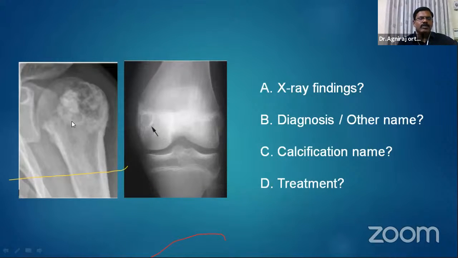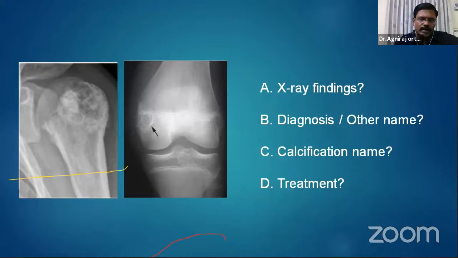So skeletally immature, epiphysis, proximal humerus, borders you can say relatively well defined. It is not ill defined, relatively well defined. Next point is periosteal reaction nil. It is a geographic type of lytic lesion with flocculent, so it is a chondroid producing tumor. Flocculent chondroid matrix with no complications. Now your diagnosis is chondroblastoma.